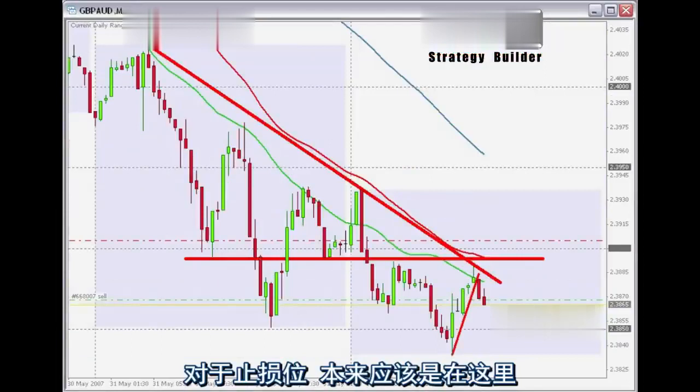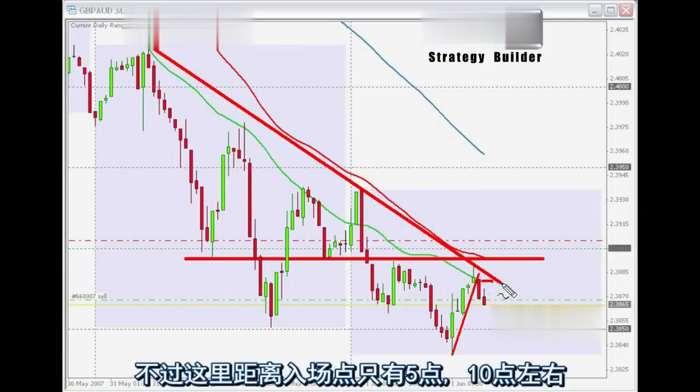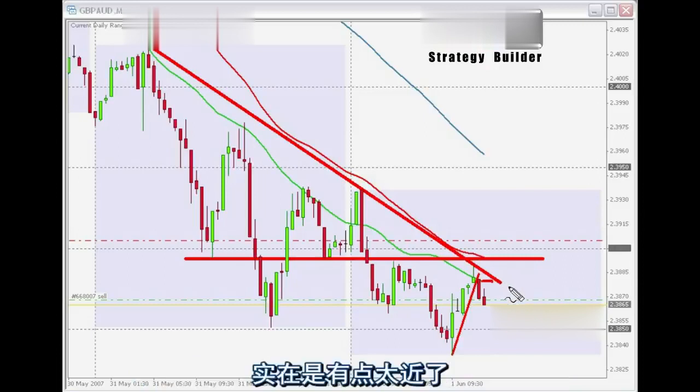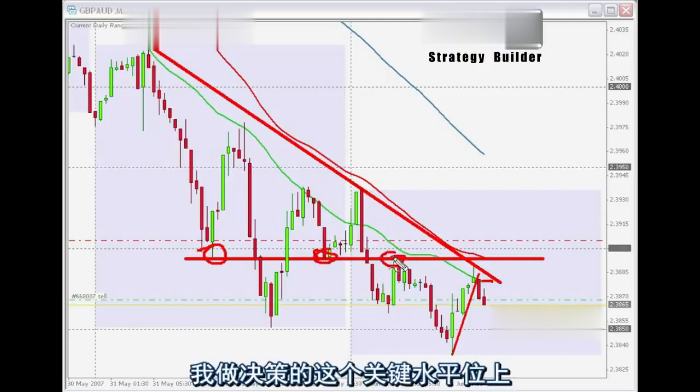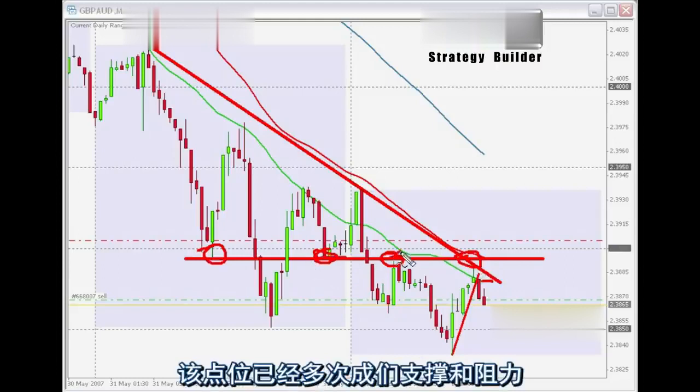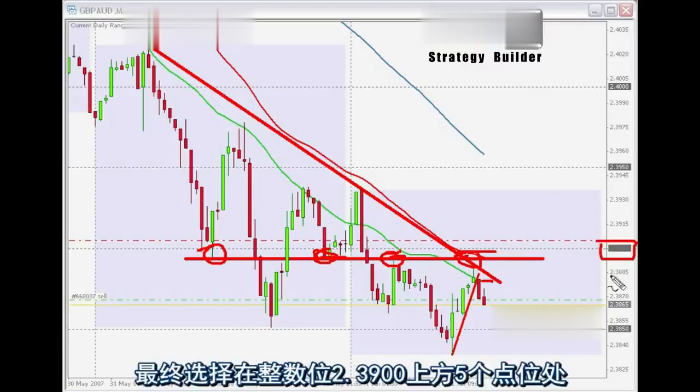Stop loss. I've stretched my stop loss a little bit. It should have been right there, but it was so close. It would have been just a 10 pip stop loss, and that's way too short. So I've decided to stretch it above this level that I'm basing my trade on, this level that's been working multiple times as support and resistance, and furthermore I've stretched it another 5 pips above the 239.00 round number.